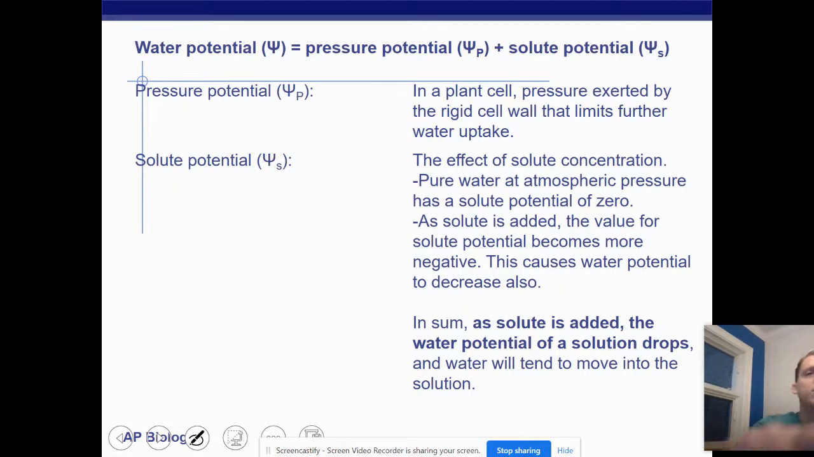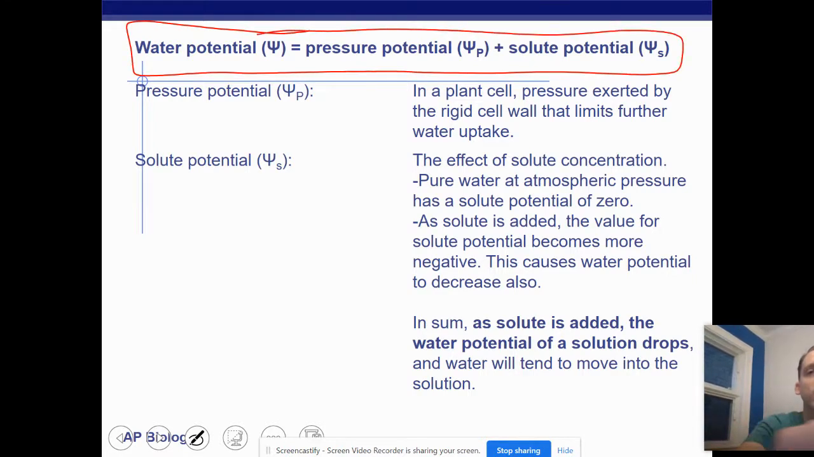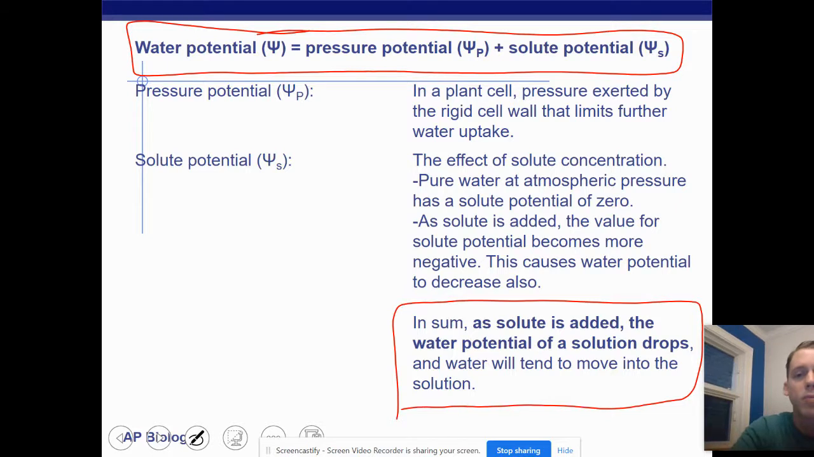All right, here's that formula again. Water potential equals the pressure plus the solute. And this is just review. You can read this on your own. This last part is the sum. When solute is added, the water potential of a solution drops, and water will tend to move into that solution.